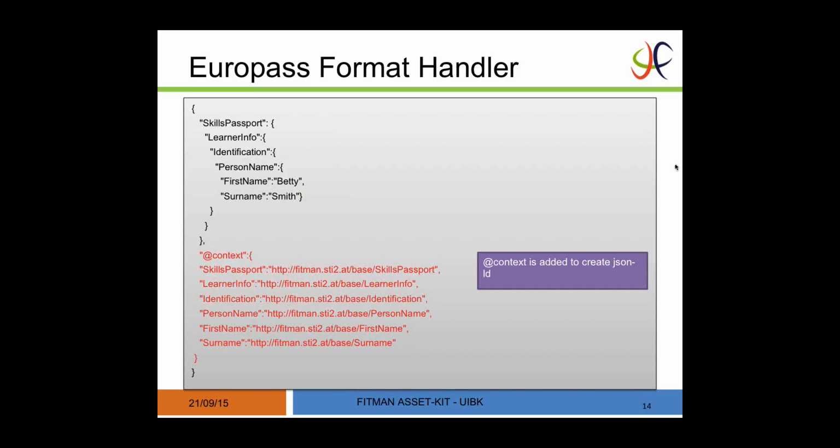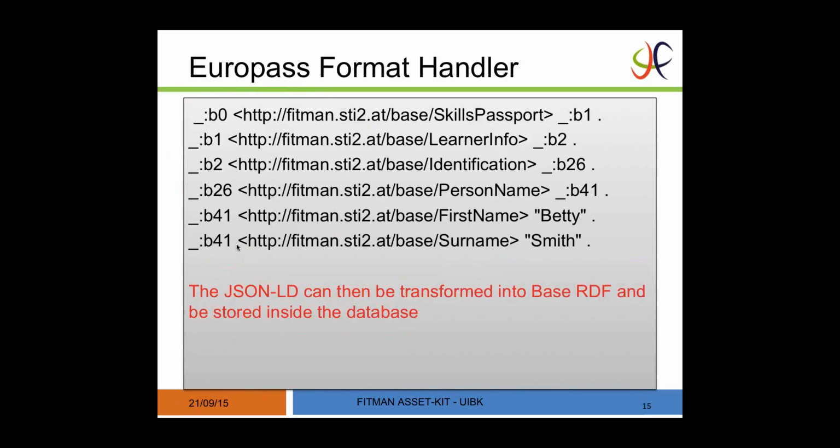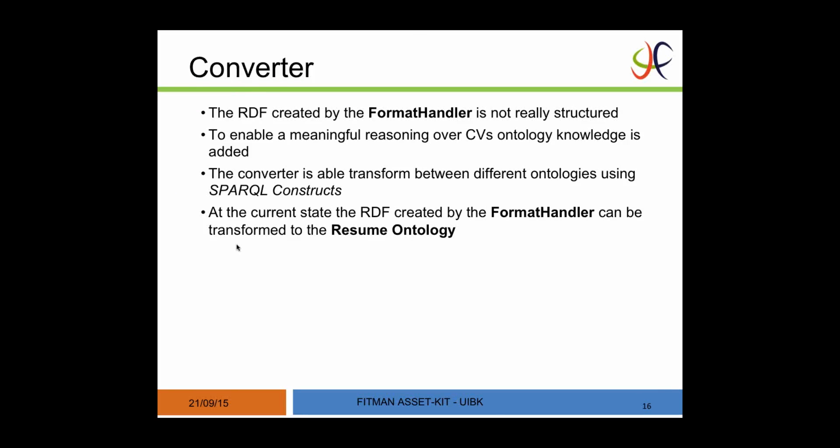So yeah, here you can see, for example, a JSON file of a people profile. So this is just the plain JSON. And what we do is we just add this context, as it's called. This is just the annotation which basically makes normal JSON to be JSON-LD. And then you can just transform it instantly to RDF, or in this case we call it the base RDF. And from this kind of format you can transform it to other ontologies using our converter.